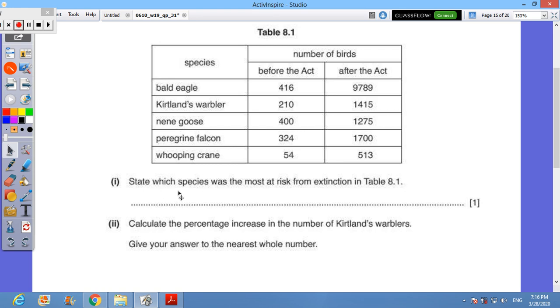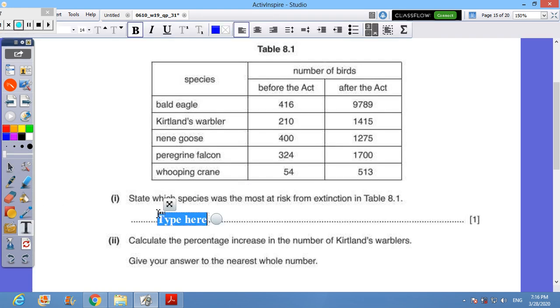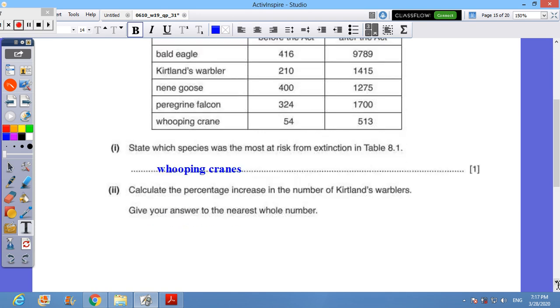State which species was the most at risk from extinction. Being the most at risk means that this is the fewest number, so you need to look at the fewest number here before the act, 54, so it's supposed to be whooping cranes. So the species we need to talk about is whooping cranes. Very good.